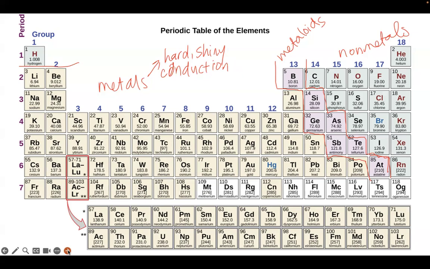Where nonmetals take on the opposite properties, they're typically malleable, meaning we can contort them into different objects. They are typically poor conductors of heat and electricity. Yeah, basically the opposite. And then metalloids fall in the middle. Okay. So metals are left on the periodic table and nonmetals are right, with the exception here of hydrogen. Hydrogen falls over here on the left, but really is a nonmetal.